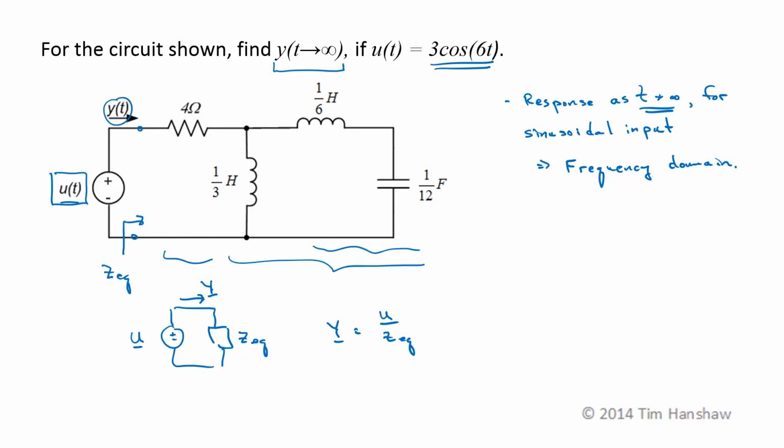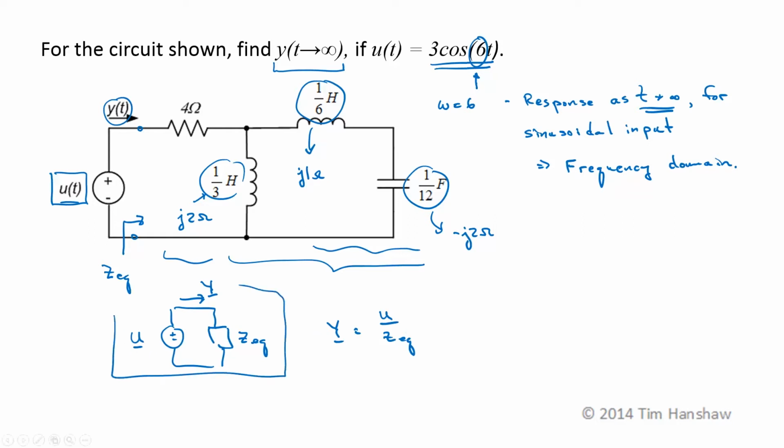So let's take a look at our impedances. Our frequency is 6 radians per second, so omega is equal to 6. So j omega L for this is going to be j2 ohms. This is going to be j1 ohm. And this is going to be minus j2 ohms. So now let's go to a new slide, put in our phasors and our impedances, and do this analysis.